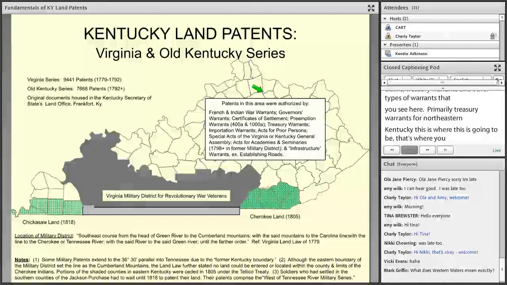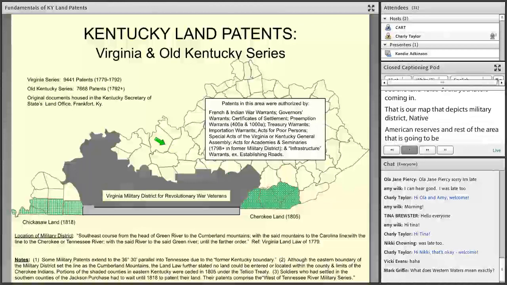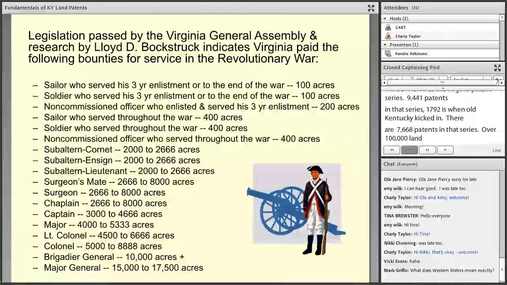So, this is our map that depicts the location of the military district, the Native American reserves, and the rest of the area that is going to be available for patenting. Our first series of land grants will be known as the Virginia Patent Series. 9,441 patents in that series. 1792 is when the old Kentucky's kicked in. There are 7,668 patents in that series. Altogether, there are over 100,000 land patents pertaining to Kentucky land.